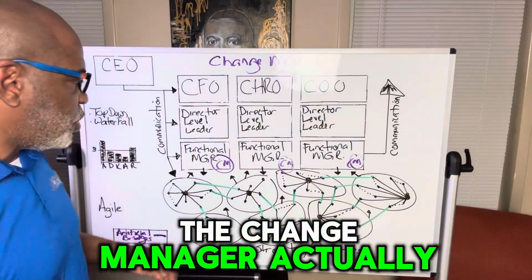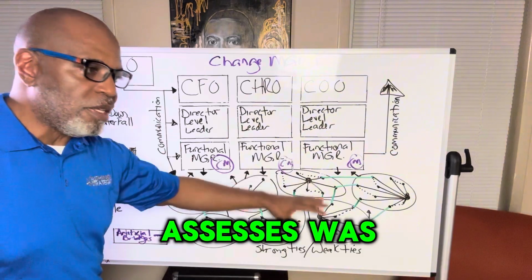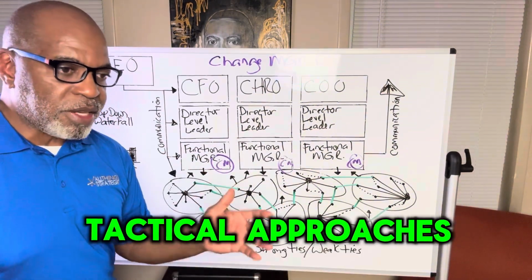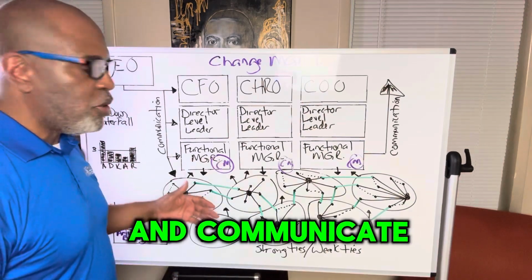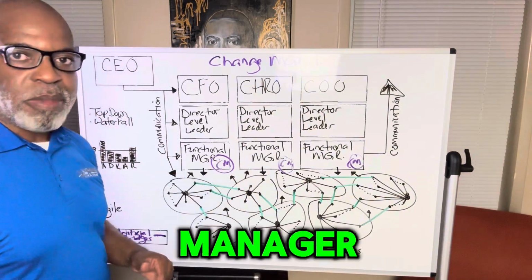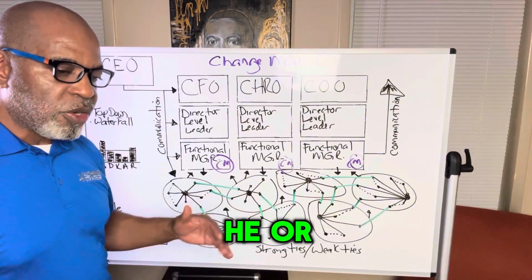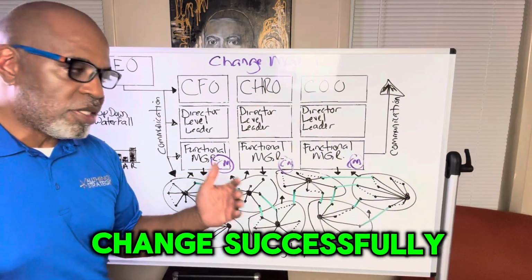The change manager assesses what's taking place in the organization, determines different strategies and tactical approaches to use, and communicates that information back to the functional manager. The functional manager makes sure the change manager has all the resources he or she needs to effectively manage the change successfully.